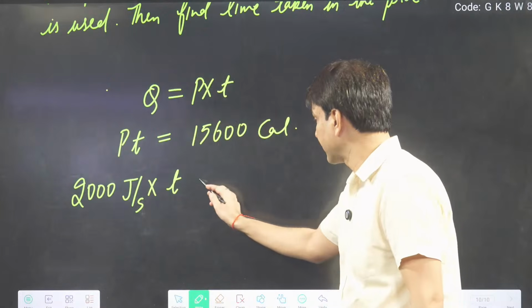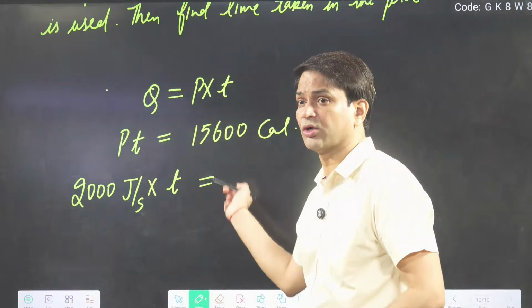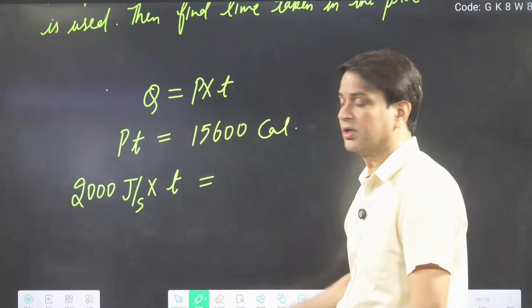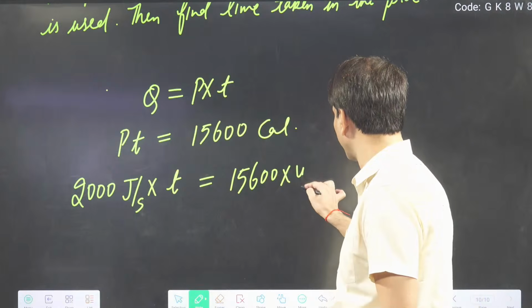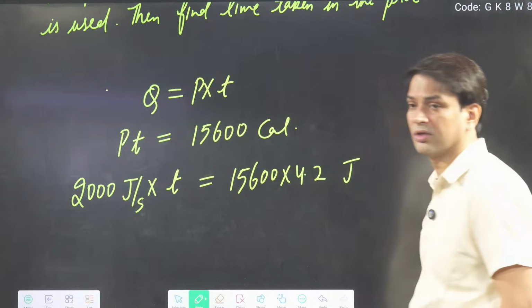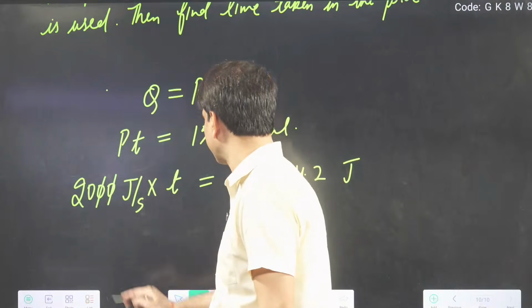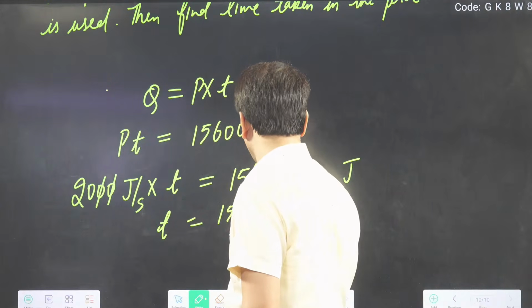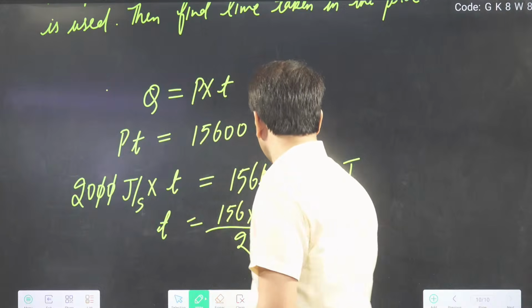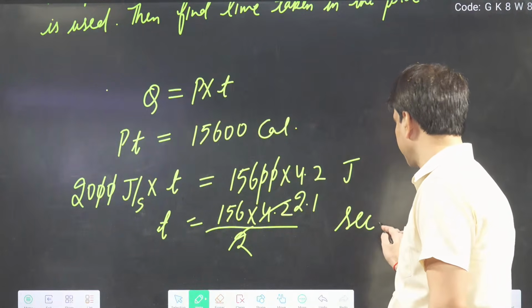But on the right hand side I have the energy in calorie. So first I will convert into joule, then only I can equate joule and joule. In joule, we will write 15600 into 4.2. Now the zeros cancel out. What is the T we got? 156 into 4.2 by 2, that will be equal to 2.1 multiplied, and you will get the time in second.